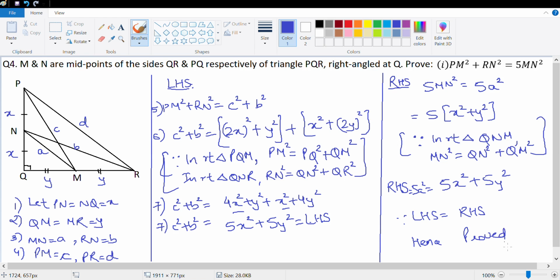So in this we don't have to substitute values, because if we are writing it as midpoint, then I am taking PN and QN as equal. So there is no substitution required.